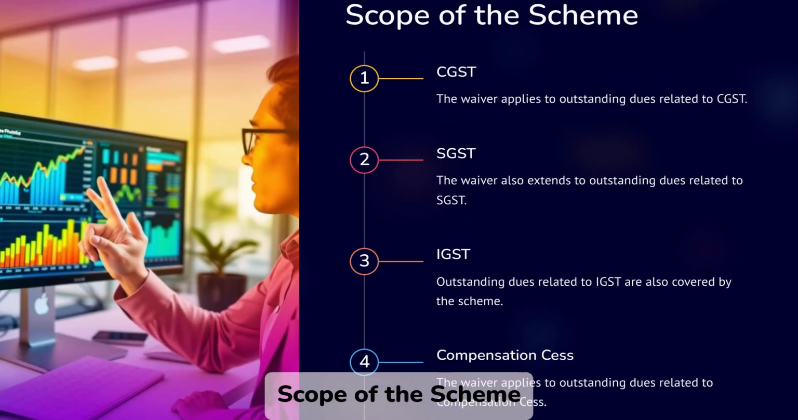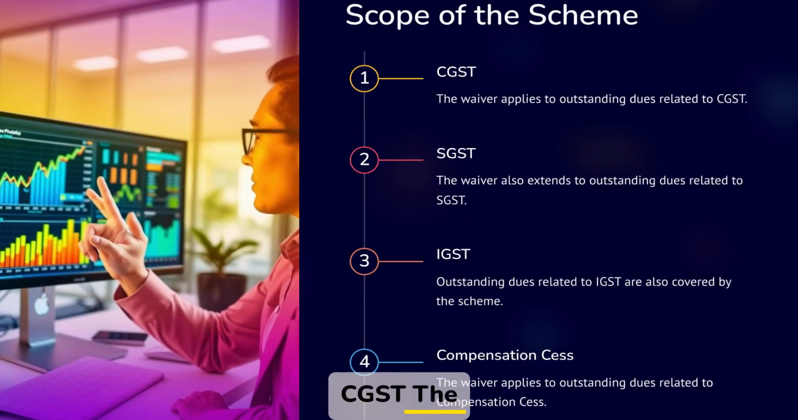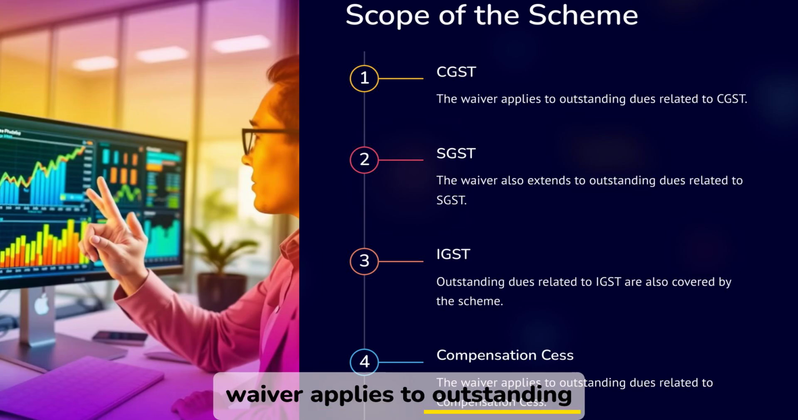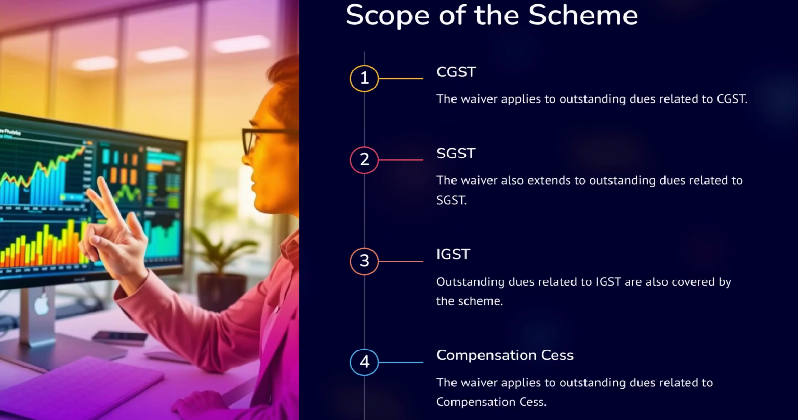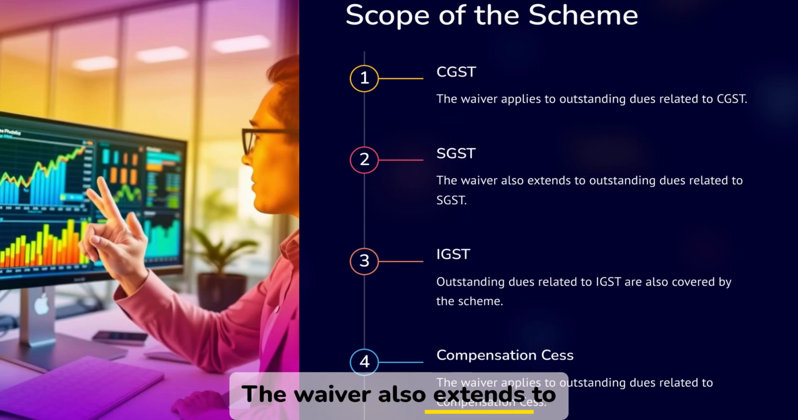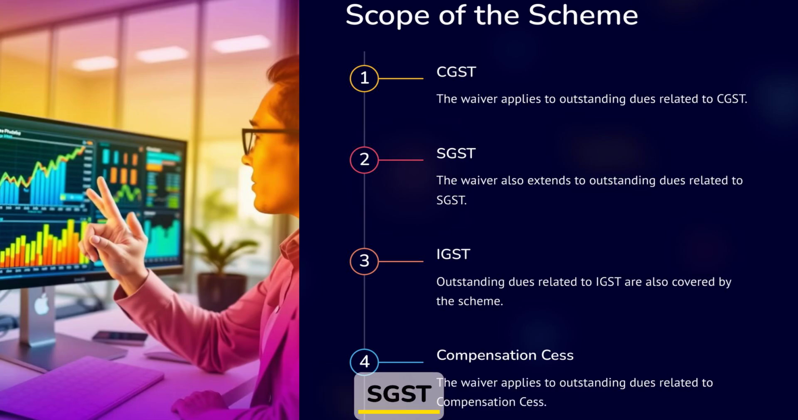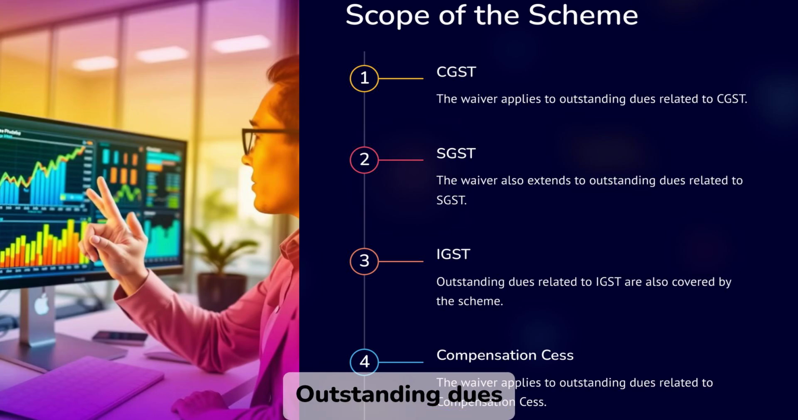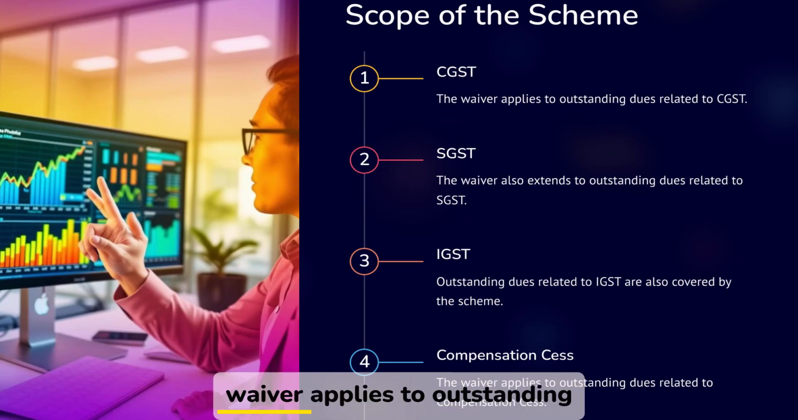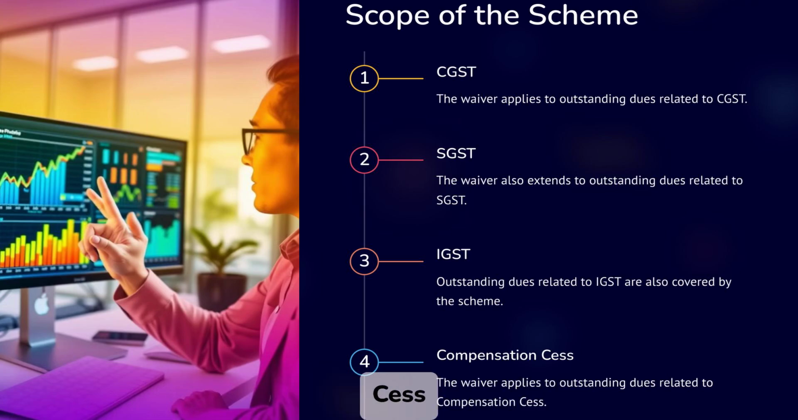Scope of the scheme. CGST. The waiver applies to outstanding dues related to CGST. SGST. The waiver also extends to outstanding dues related to SGST. IGST. Outstanding dues related to IGST are also covered by the scheme. Compensation cess. The waiver applies to outstanding dues related to compensation cess.